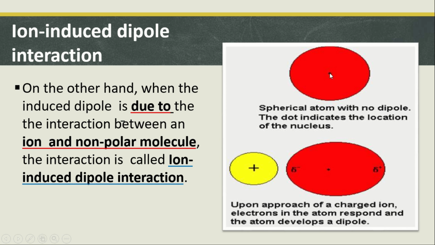As you can see, this dot there represents our electrons. Because there is a presence of a positive ion here, the nonpolar molecule will adjust and form partial charges. For this side, there is a partial negative because opposites attract, and this side is partial positive, creating the ion-induced dipole interaction, or the intermolecular force of attraction.